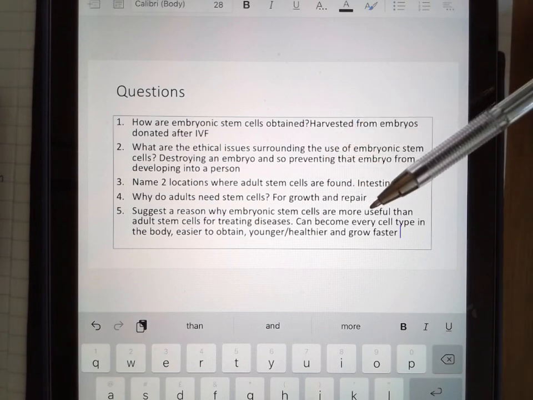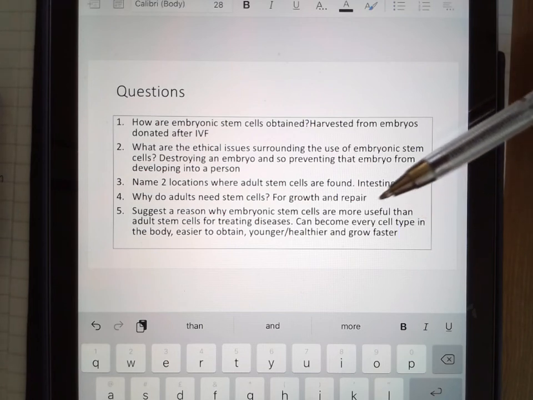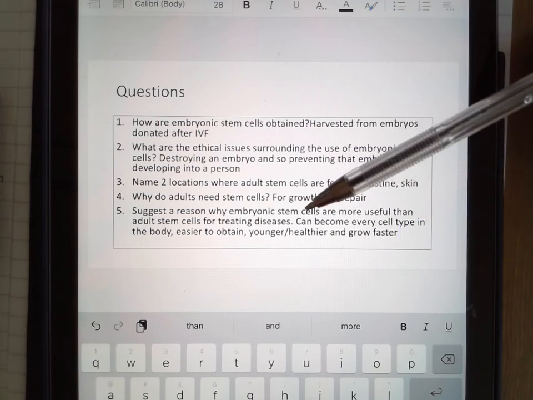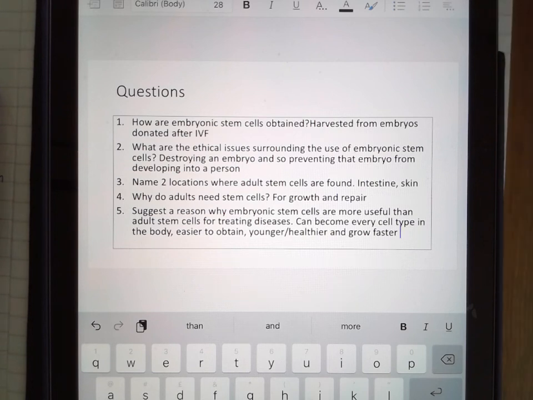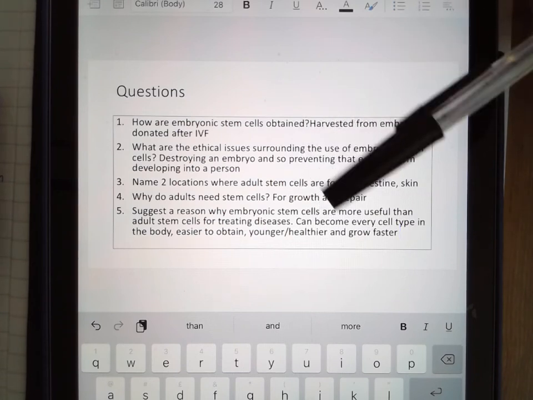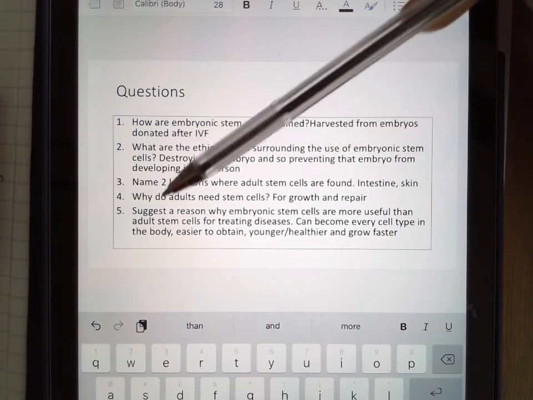Why are embryonic stem cells more useful? And this is something we're going to talk about a little bit more in later lessons when we look at specific diseases and how they can be treated. But number one advantage is that embryonic stem cells can become every cell type in the body. So remember, I told you with adult stem cells, if you've got a brain stem cell, it can only become brain cells. If you've got a skin stem cell, it can only become skin cells. But if you've got an embryonic stem cell, it can become every single cell type in the body, which just gives you way more potential.